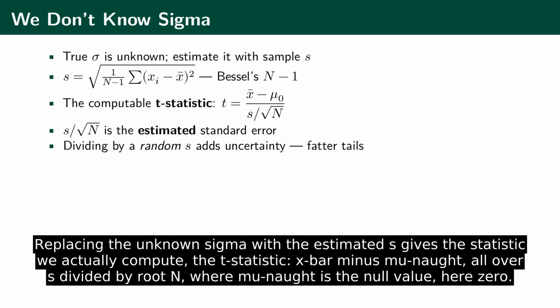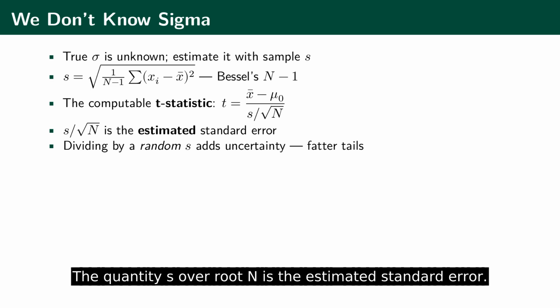Replacing the unknown sigma with the estimated s gives the statistic we actually compute, the t-statistic, x bar minus mu naught, all over s divided by root n, where mu naught is the null value, here 0. The quantity s over root n is the estimated standard error.